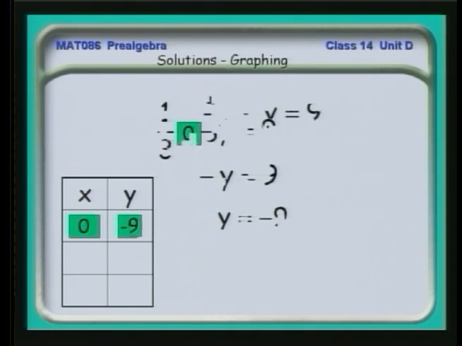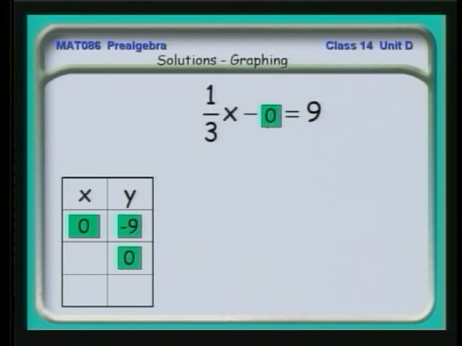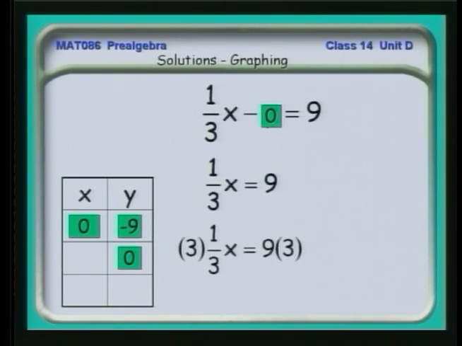Let me choose another value. How about y equals 0? If y equals 0, then the equation becomes 1/3 x equals 9, multiplying both sides by the reciprocal of 1/3, or multiplying both sides by 3, I find that x equals 27. And that's another pair. 27, 0 is a solution for that equation.